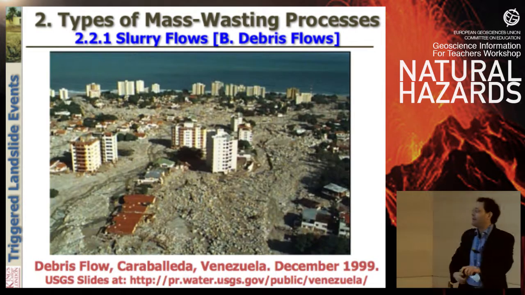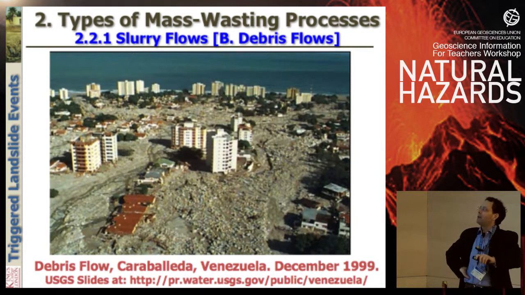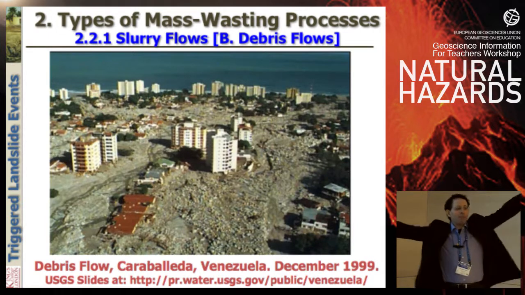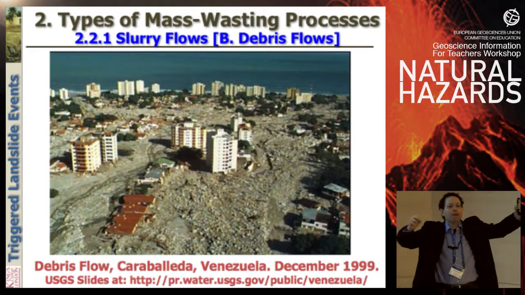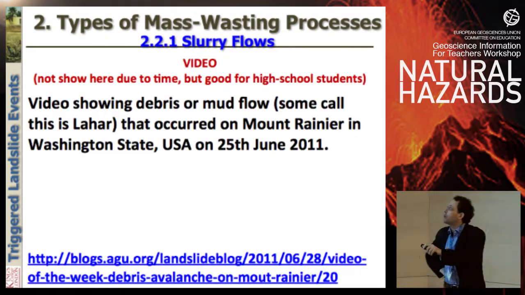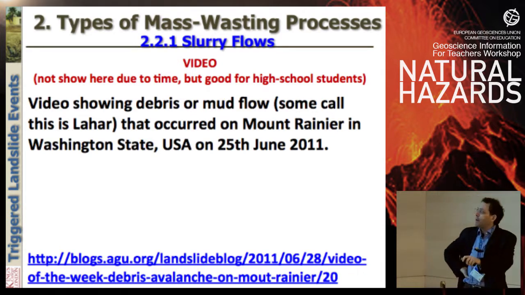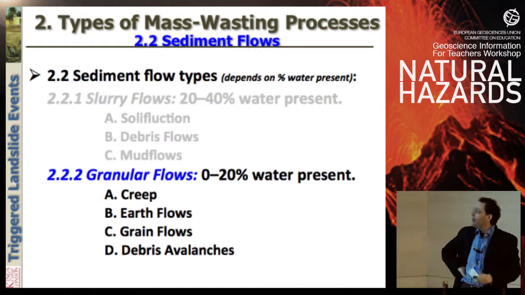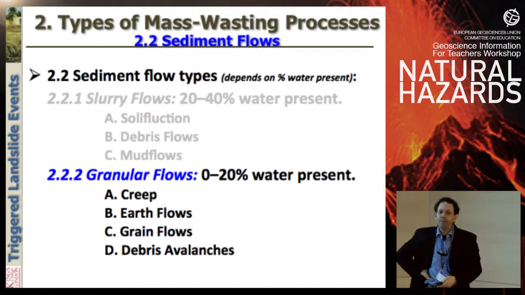This is an example of a debris flow in Venezuela in 1999, and you can see when the town gets in the way, there were many, many fatalities as a result of that. And you have big, big rocks that can be carried as part of this flow. The next one I won't show here. It's a slurry flow. It's good for high school students. Granular flows 0 to 20%.